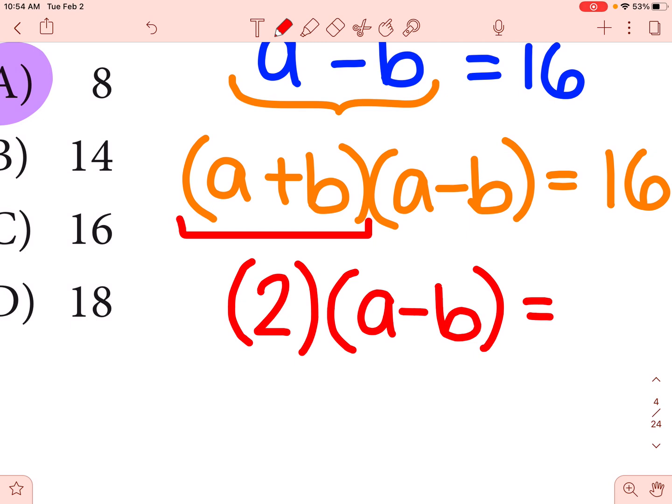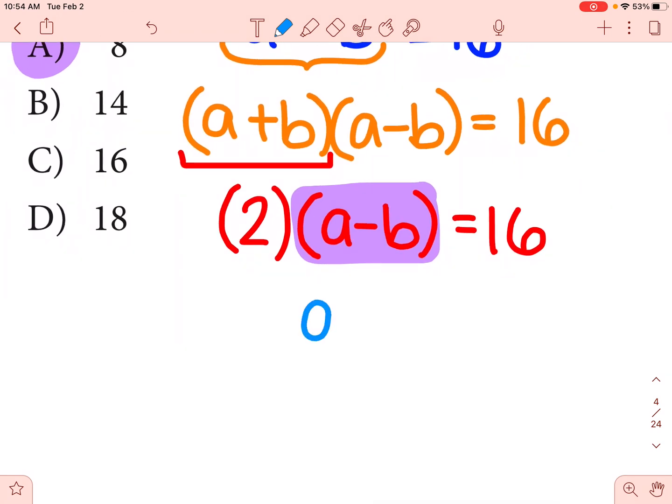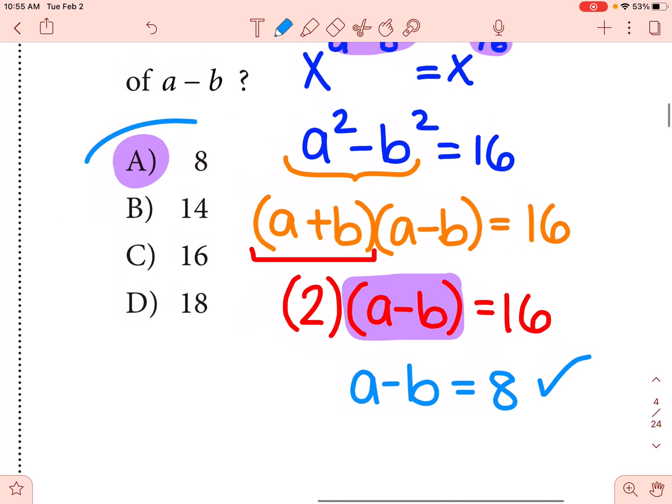Now, don't start to distribute. That's actually not necessary. I am looking for the value of a minus b. So let's get that quantity alone by dividing over the 2. If I divide over the 2, I get a minus b equals 8. I'm done. Answer is A, 8.